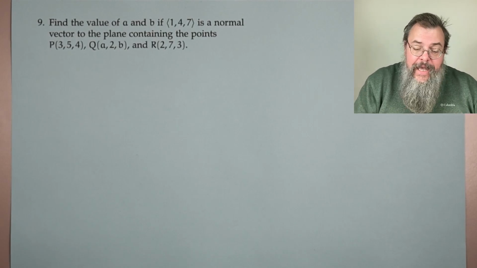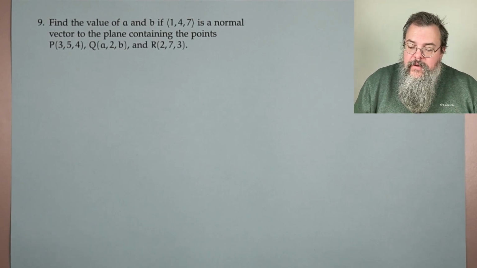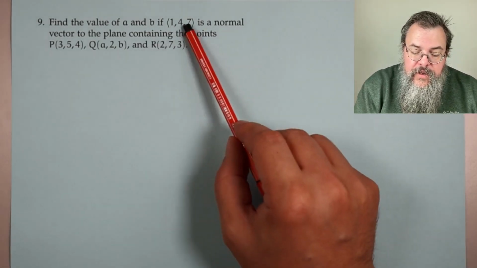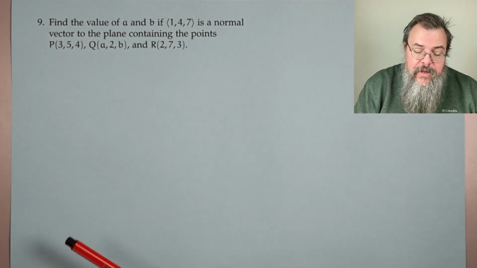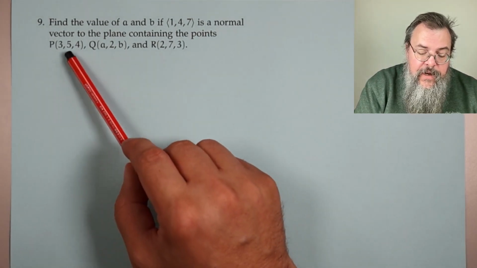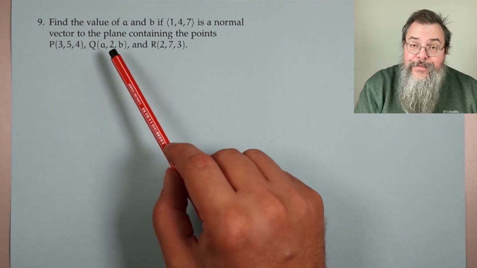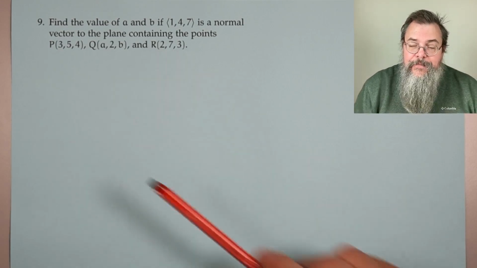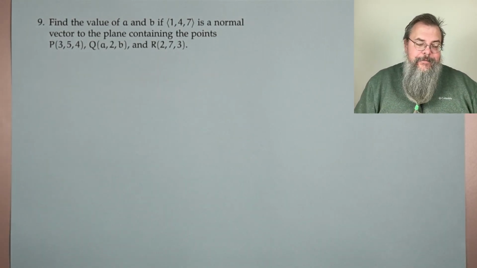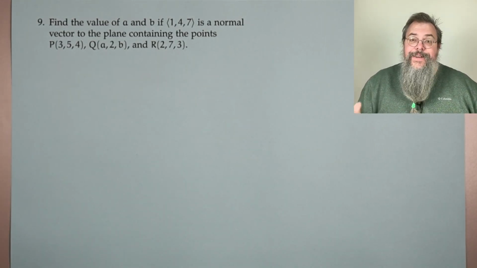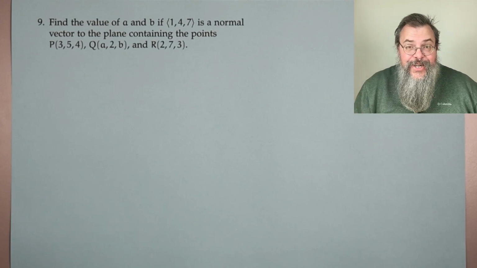Find the value of a and b if this vector 1, 4, 7 is a normal vector to the plane containing the points (3, 5, 4), (a, 2, b), and (2, 7, 3). Okay, all right. Now, we're going to have a long discussion on this one.